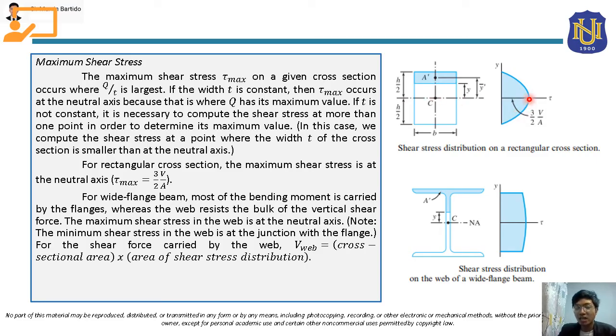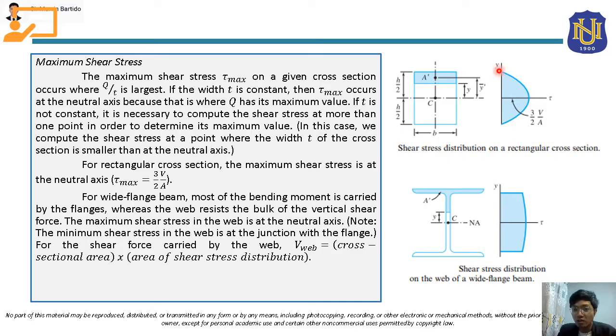So, ipa-plot natin. Let's say this is the shear stress distribution, class, nung rectangular cross-section na to. Dito sa neutral axis, ito yun, di ba? Yung neutral axis. So, dito maximum, class, yung shear stress. Itong stress dito sa point na to, class, ay 3 over 2 VA, or 3 over 2 times V over A. Dito siya maximum.